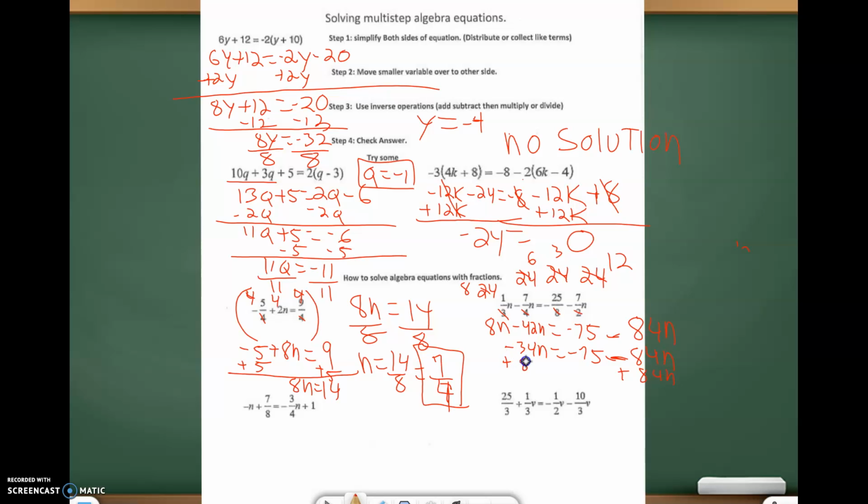Okay. Running out of room here. So what do I got? It looks like I got 50n equals negative 75. So I will divide each side by 50. Okay. And then that's going to give me, well, negative 75 over 50 can reduce to negative 3 over 2.